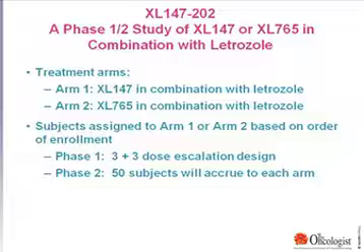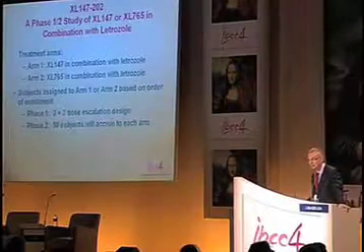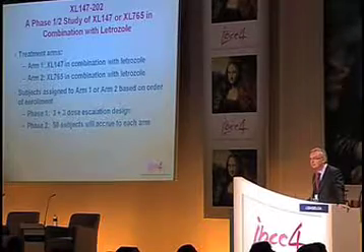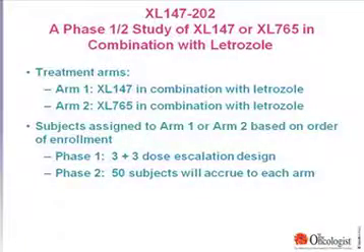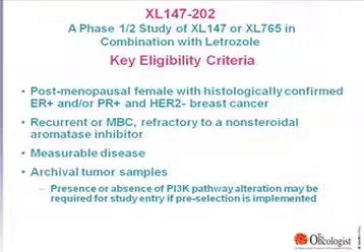The first study is 202, and that's the phase 1/2 study of XL147 or 765 in combination with letrozole. That's an interesting design, because here we are comparing the two agents. We all have the question of whether it's going to be better to block PI3 kinase or better to block PI3 kinase and mTOR. We don't know, so I think this study could give us some hints. The phase 1 study is a classical 3+3 dose escalation, and in the phase 2 we'll have 50 subjects to accrue to each arm.